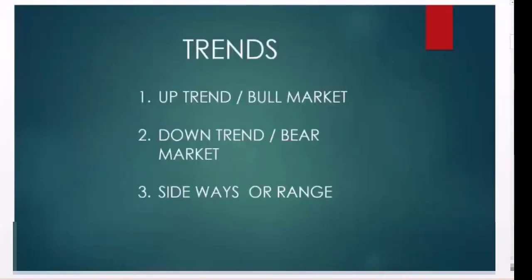Trend is what we call the market direction, and it is divided into three. First is what we call uptrend, and others also call it bull market. Second is downtrend, others also call it bear market. Third and the last is sideways or range trade.